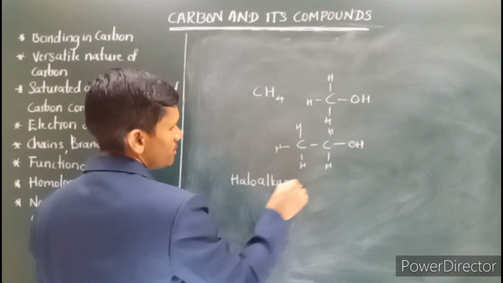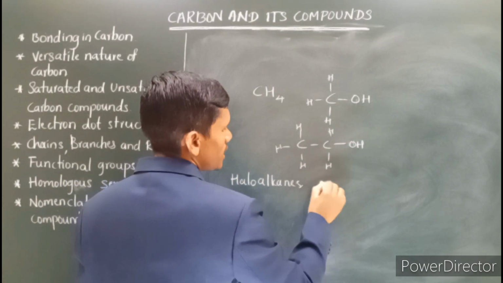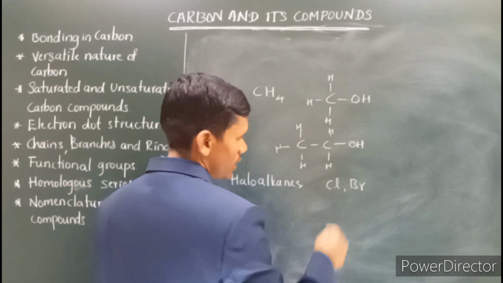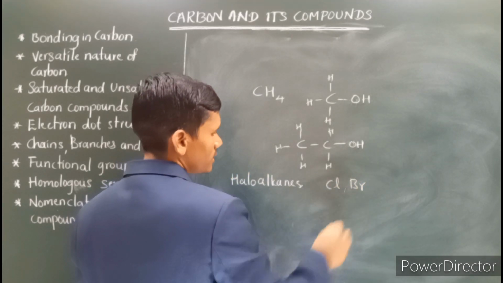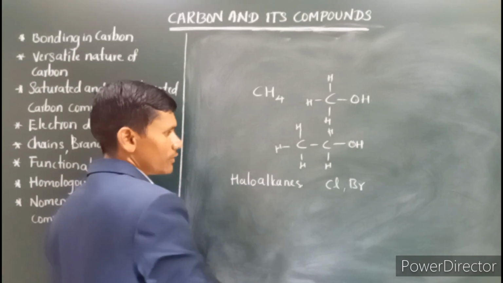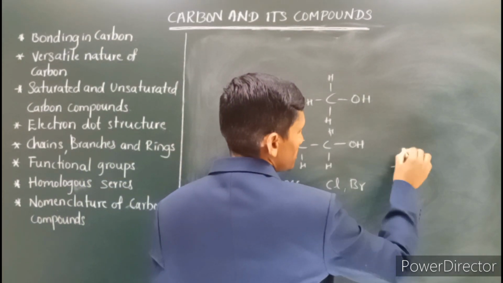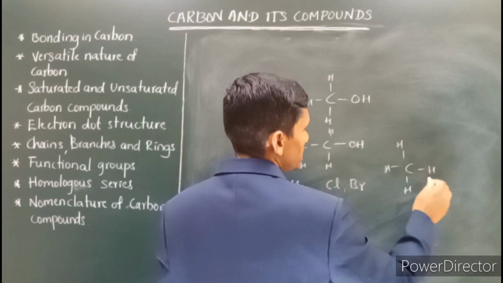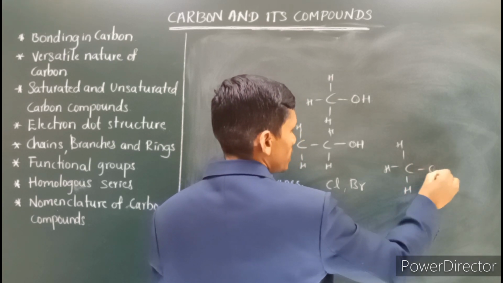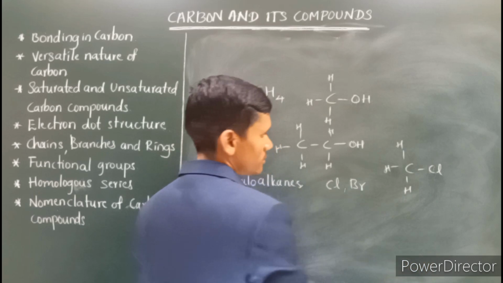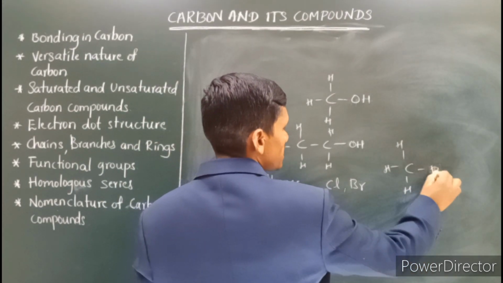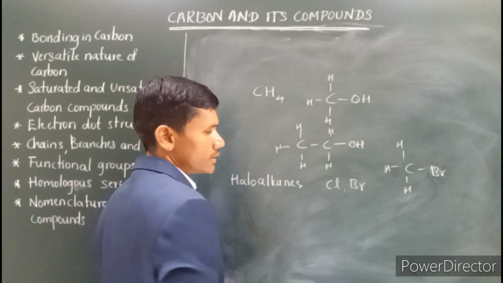Haloalkanes means here chlorine and bromine. These are called halogens. If these are coming, they are called haloalkanes. For example, here this is methane. For this methane, in place of one hydrogen, if chlorine is coming, this is called chloromethane. Right? If in place of chlorine, bromine is coming, then it is called bromomethane.